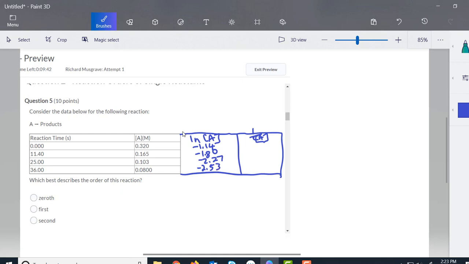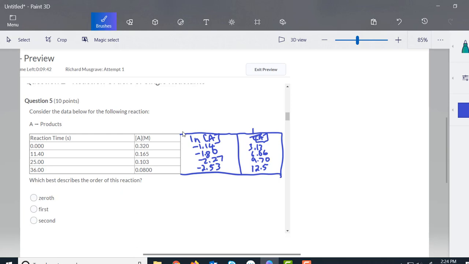Now understand that I get these values simply by plugging these into the calculator and taking the ln of that number. So I put in 0.320 into the calculator, I hit the ln button, and then it comes out with this number. 1 over A, likewise, is 1 divided by A. And that's how I get these values here: 3.13, 6.06, 9.70, and 12.5. So these are the corresponding values that we have for A, ln of A, and 1 over A.